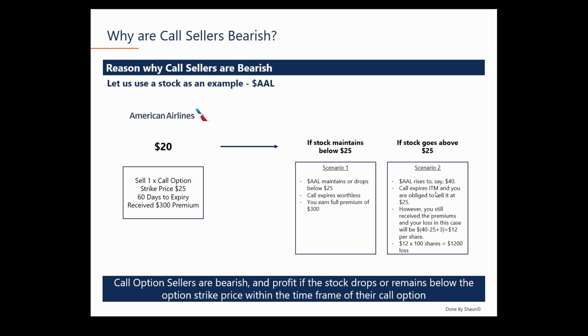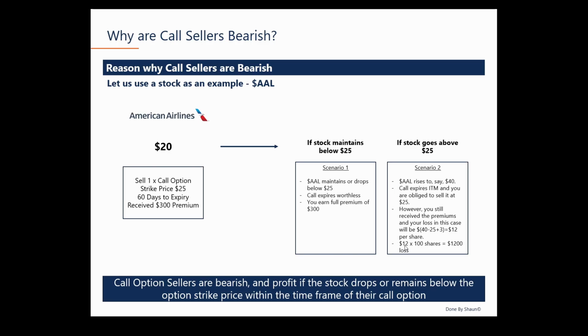If you do not own 100 shares of the stock, the broker will force you to buy 100 shares at $40 and then sell them away at $25 to the market. However, recall that you receive $3 premiums per share. Therefore, your total loss per contract will be $40 minus $25, and you add back $3 of premiums. So in actual fact, you lose $12 per share, and since each contract is 100 shares, you incur a loss of $1,200 at the end of 2 months.